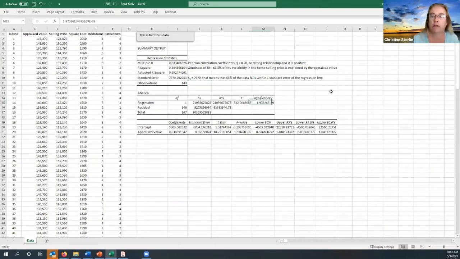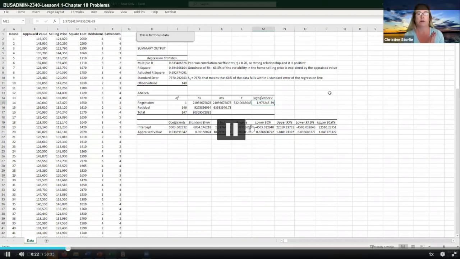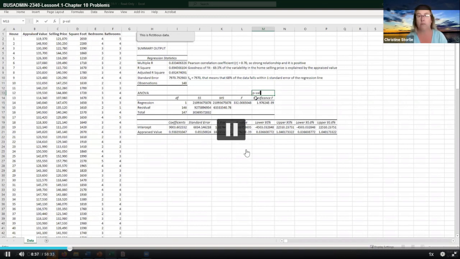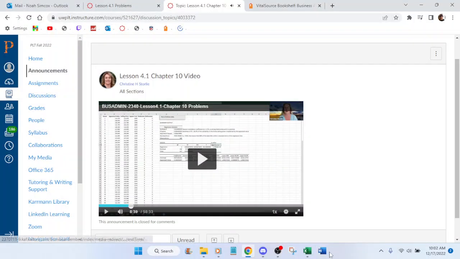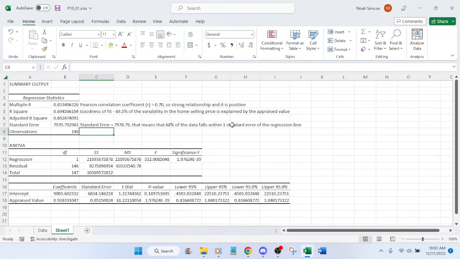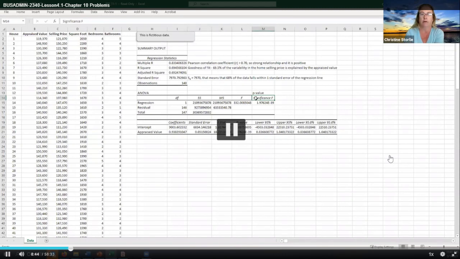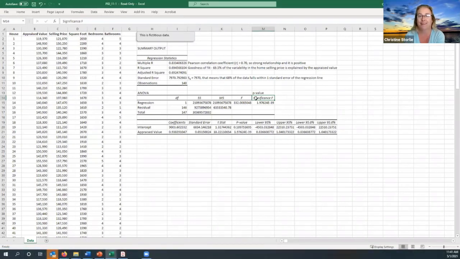The next part of the problem was asking, is it a significant relationship? Well, the middle table of the output, it says ANOVA on it, is the test for the model as a whole. So significance F is really the p-value. This is what we've been calling the p-value. Again, I wish that instead of significance F, Excel would have just called it a p-value.